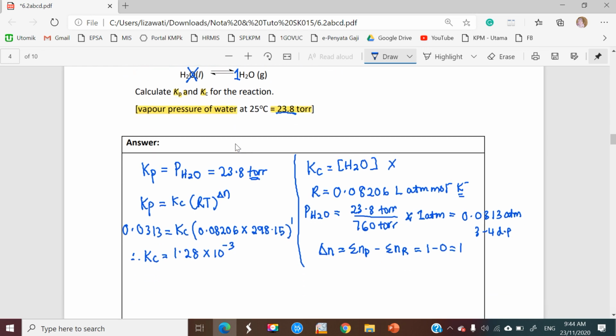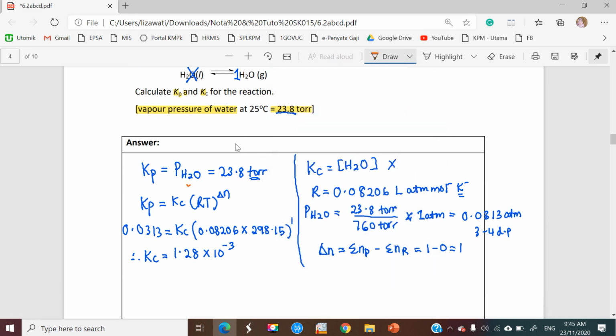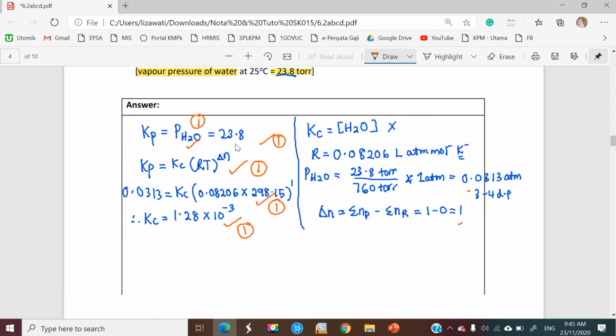So how many marks are you going to get here? The first mark is the Kp expression, 1 mark. And then the value of Kp. Remember for this one, no need to write the unit, Kp has no unit, so we erase it. Suppose 23.8. Next, the Kp and Kc formula, 1 mark. And then the substitution and final answer for Kc without unit, 1 mark. As for the conversion here, usually there are no marks for the conversion.